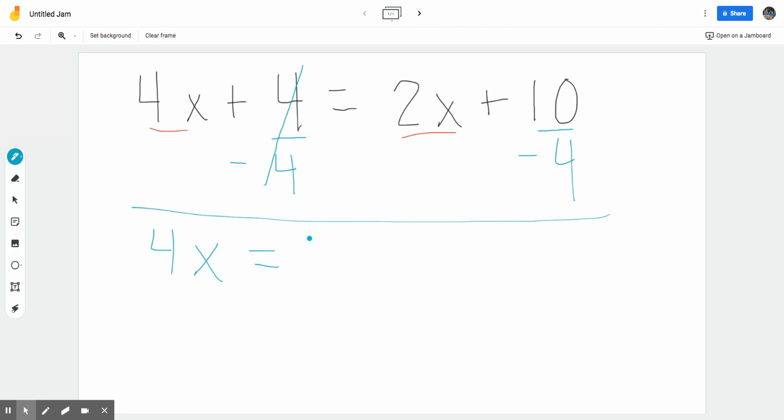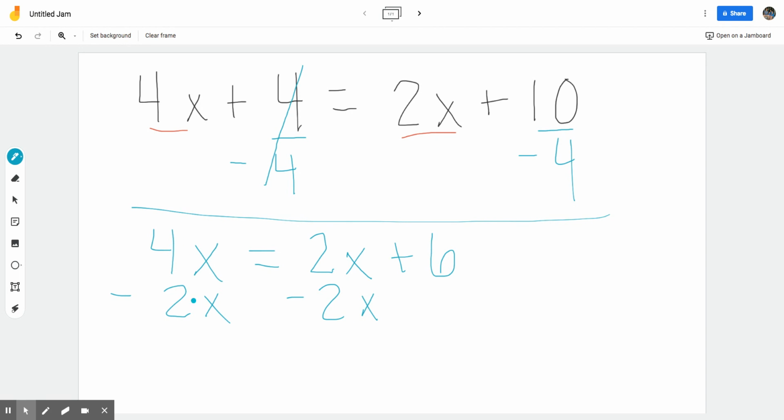And then I'm going to bring down my 2x. And then I'm going to combine these. So 10 minus 4 is equal to 6. Now I'm going to do the same thing with my 4x and my 2x. These are both positive values, and the opposite of adding something, or the opposite of positive, is negative or subtraction. So I want this x over here with this x. So I'm going to take it away on this side. That way it goes to this side.